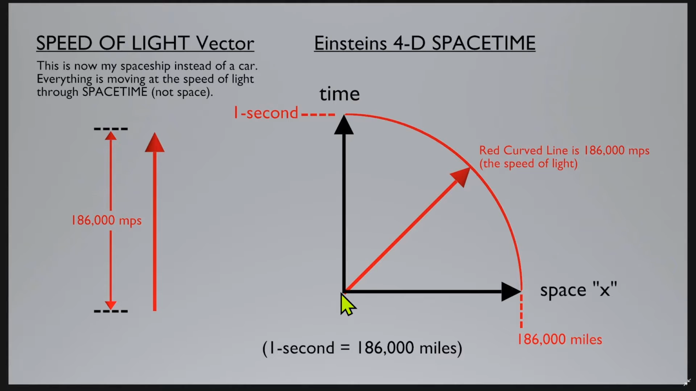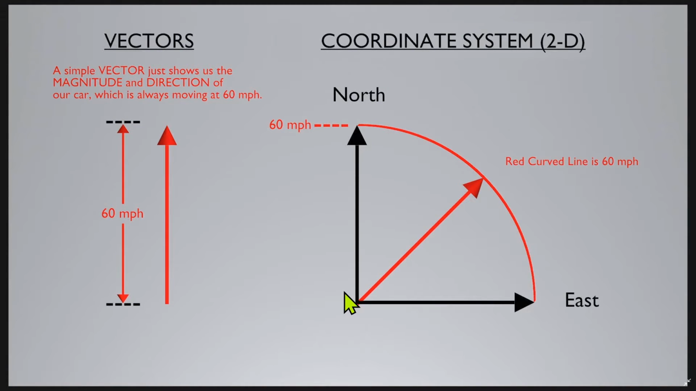The red vector, again, in this case, instead of representing a car going 60 miles an hour, is going to represent me in a spaceship. However, whether I'm moving through space or not, this vector always has the same value of 186,000 miles per second. It can be moving through space, it can be moving through time, but the value is always the same. So when we were looking at our plot of north and east, the car was always going 60 miles an hour, whether you were going north, east, or northeast.